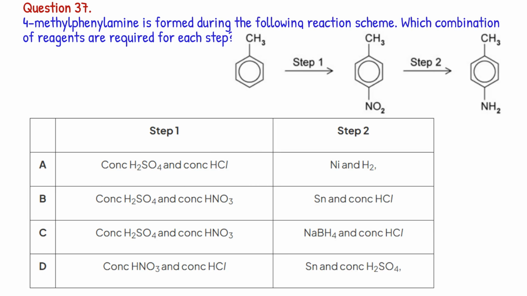Question 37. 4-methylphenylamine is formed during the following reaction scheme. Which combination of reagents is required for each step? The correct answer is B.